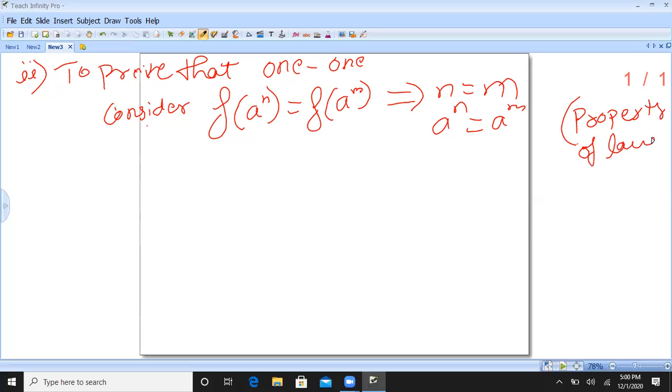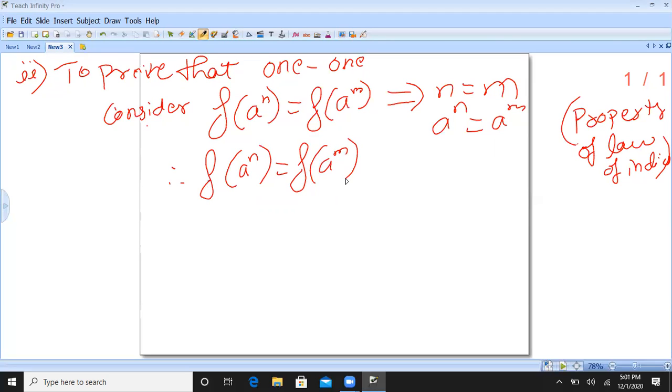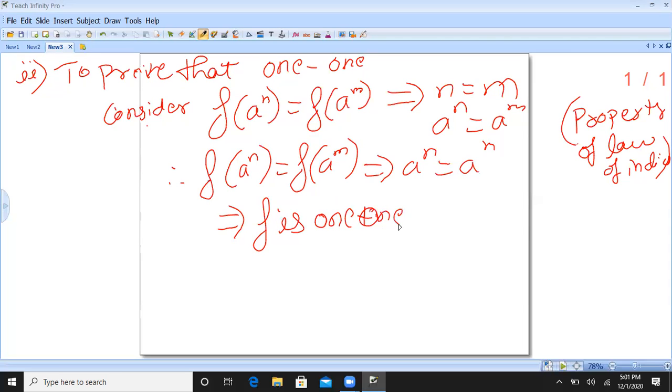See, the law of indices, as in the textbook, is how a raised to n into a raised to m, or a raised to m divided by a raised to n, behaves. That is the law of indices. Therefore we can write that f of a raised to n is equal to f of a raised to m. That implies a raised to n is equal to a raised to m. Hence f is 1 to 1. This is 1 to 1.